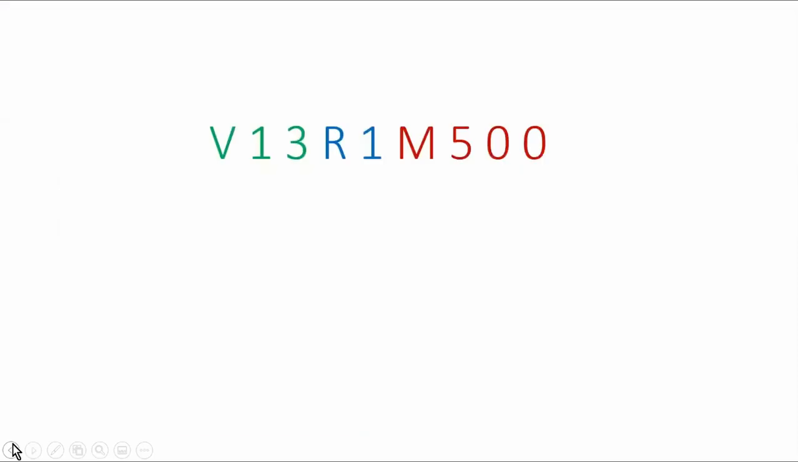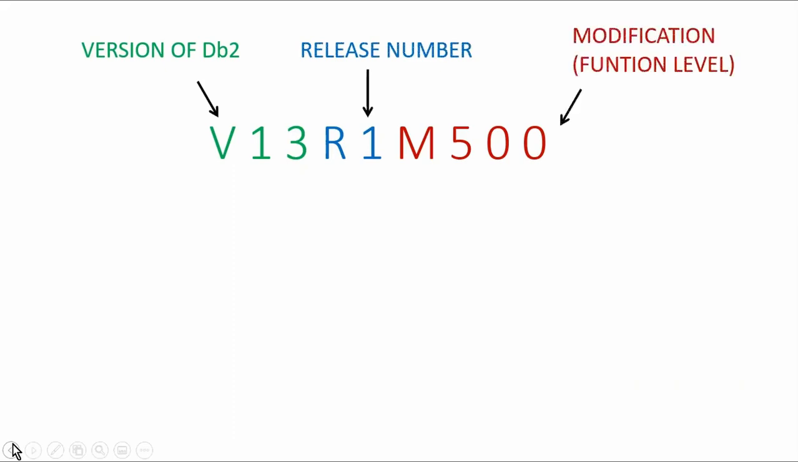When we look at the nomenclature for the function level, V12R1 M505, as I said before, or here, the new one for version 13 is V13R1 M500. This breaks down into component parts. So V13 means version 13 Db2, R1 is release 1, and M is modification level. And we've been using the concept of version, release, and modification for many years, and we've adapted it to this particular format for Db2 continuous delivery. So the number after the modification level is what we're calling the function level.